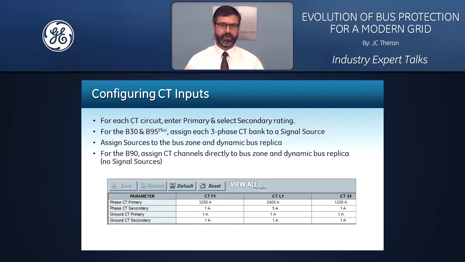So first of all, configuring the CT inputs, it is of course important to enter primary and secondary ratings. Now for the B30 and the B95 Plus, this is done on a 3-phase CT bank, and each CT bank has to be assigned to a signal source. And these sources then have to be assigned to the bus differential zone, and also to the dynamic bus replica. For the B90, each CT channel is directly assigned to the zone and dynamic bus replica. So in this example, for a B90, we can see that for CT F1, the primary is 3200 and the CT secondary is 1 amp.